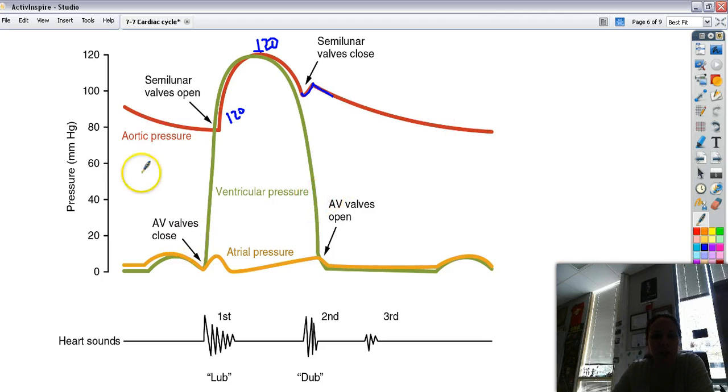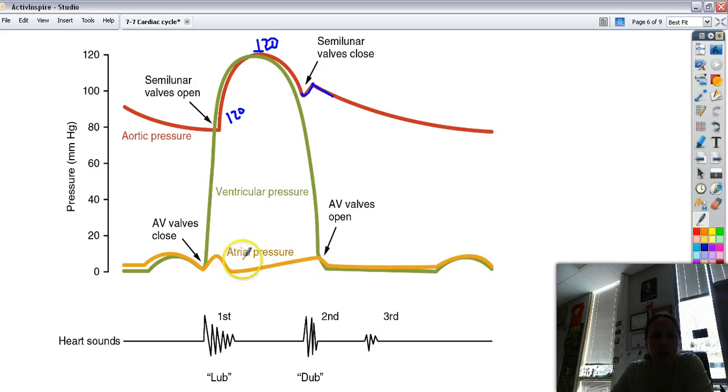The ventricular pressure, we can see that it increases once the AV valves close. That causes a huge increase in ventricular pressure as it's pushing all that blood out. And then we can see it goes down once all the blood is out, and then the AV valves open again and the blood passively falls in.